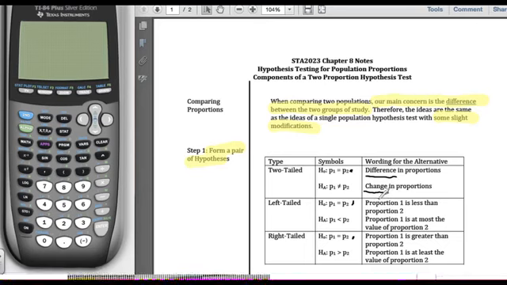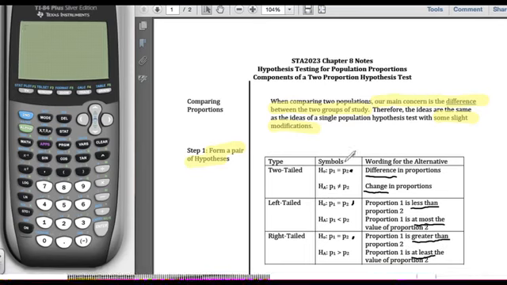But if you see difference or change, was there a change from last year to this year? Well, it didn't imply that it had gone up or gone down, that it's just different, so that's when we'd use not equal to. In order to use the less than symbol, you would see something like less than or at most. In order to use greater than, you would see greater than or at least.